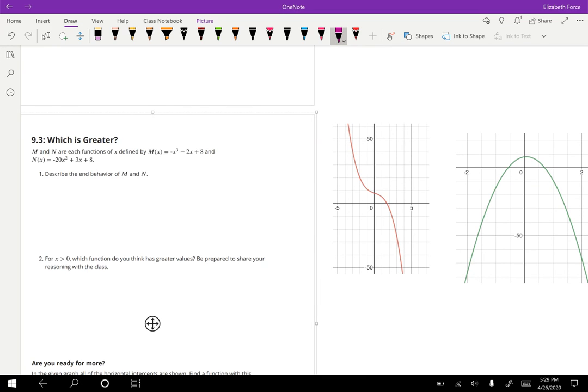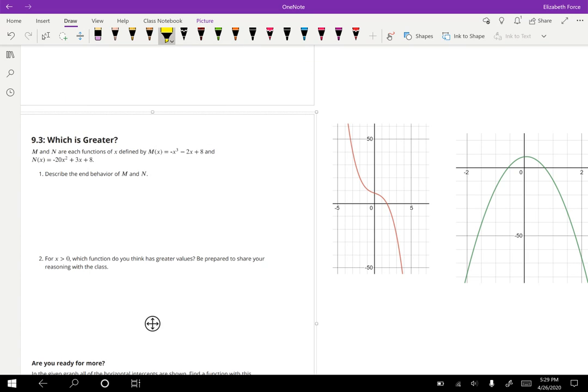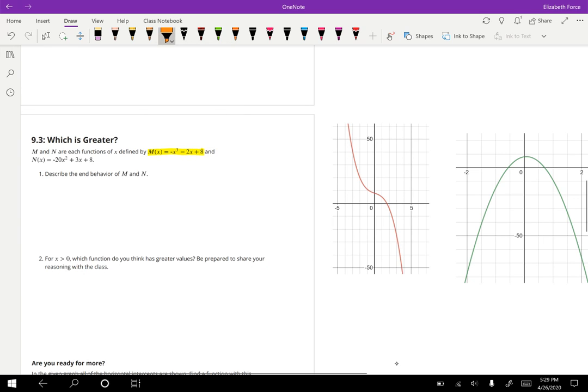In 9.3, we are going to look at two functions, m and n, and we are going to describe the end behavior for function m, which is right here, and function n. I already graphed these two functions into Desmos, and that's why you see these two graphs over here.